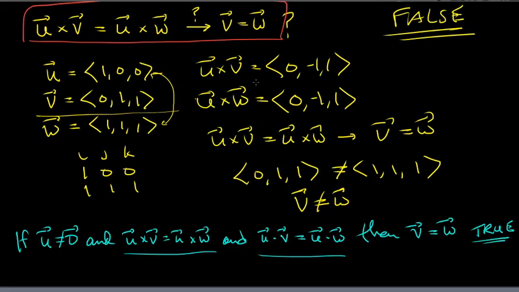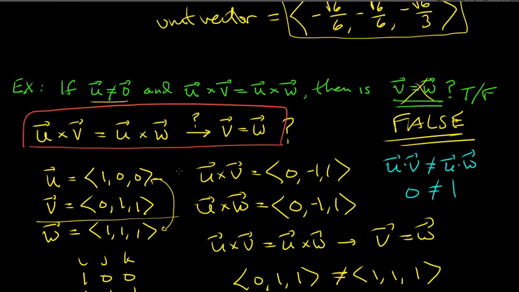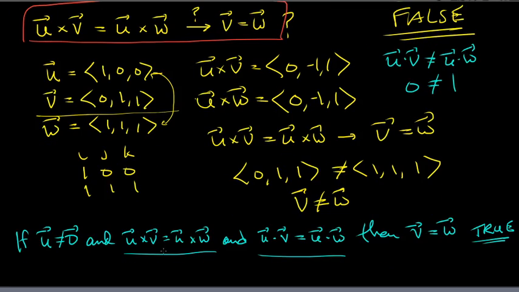So that turns out to be true, although that's kind of hard to show. But what's going to happen here is if you take u dot v in this example up here, you do not get u dot w. U dot v is 0. U dot w is 1. So that's not true here, even though this is true. That's why we can't cancel the things here.